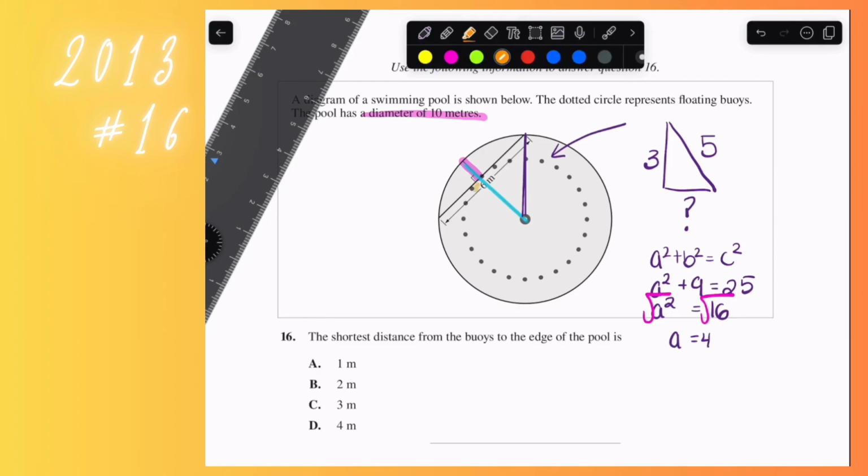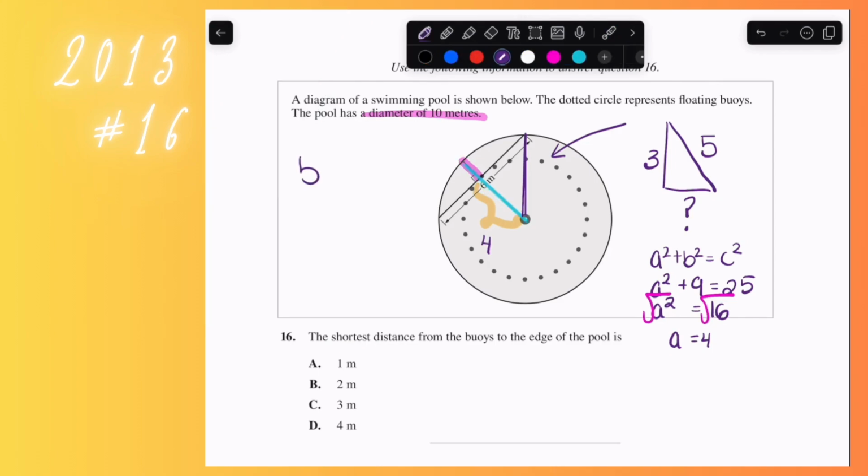So again, we have to be clear. This 4 really just represents here. We know that the length from the center of the circle to the buoy is 4, but we want to know the shortest distance. That means we're going to have to take our whole radius. So our radius is 5, and we're going to take away the 4 that we just figured out. That leaves us with 1 meter for the leftover portion that we're trying to figure out. So our answer for this one is going to be A.